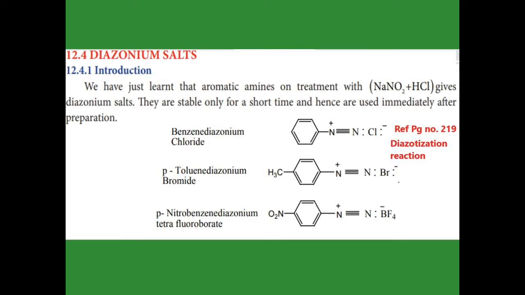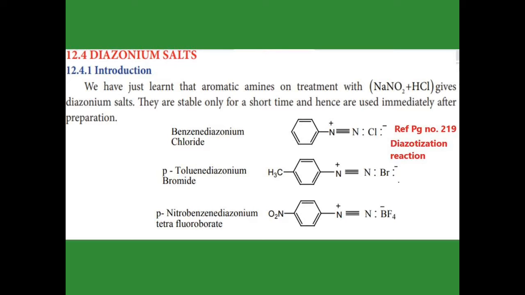Diazonium salt. Di means 2, azo means nitrogen. This compound contains 2 nitrogens, and also it is a salt. This diazonium salt we can produce with the help of aromatic amine. When it is treated with sodium nitrite plus HCl, we get the diazonium salt. Some examples are given.